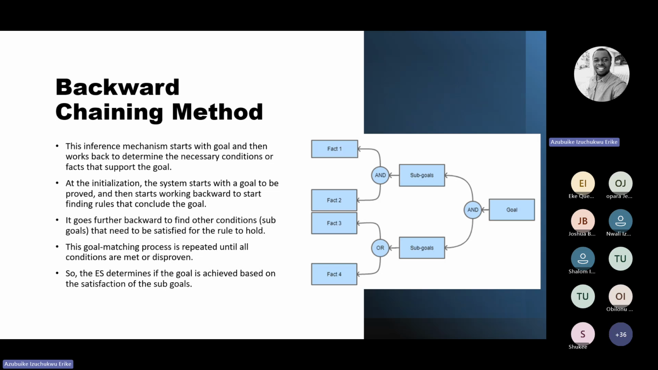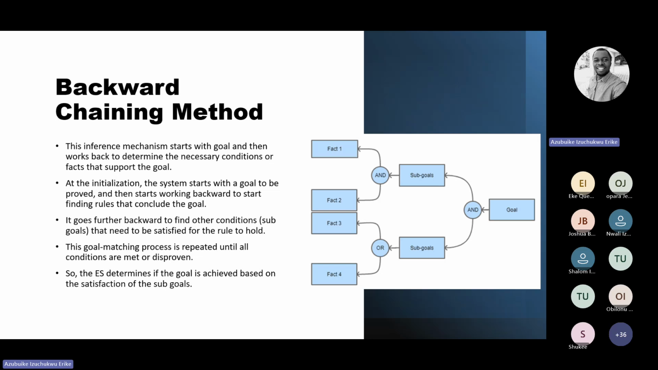So some expert systems can be built in this way, and you can have an expert system that uses both. When you come to it and you start with your goal, it will switch to the inference mechanism that uses the backward chaining method. And if you come with facts, you want to know what is happening to you, the expert system will use the forward chaining approach.